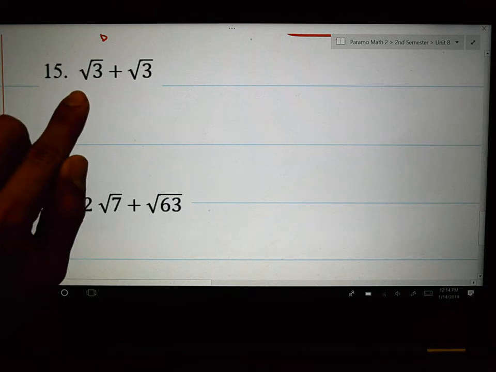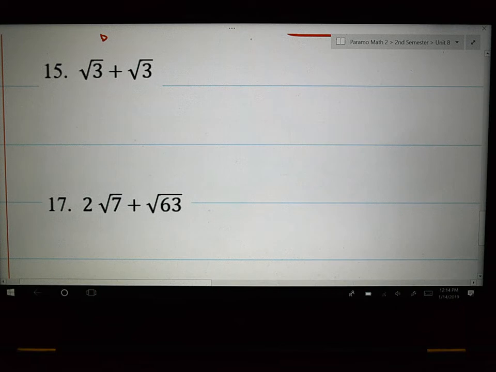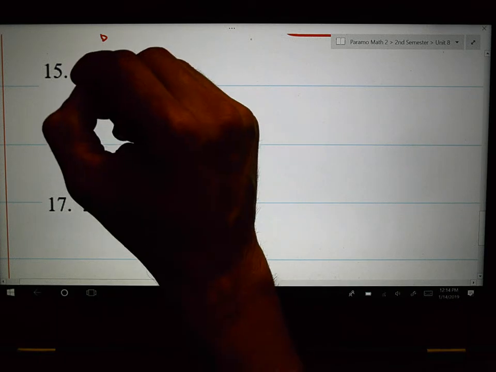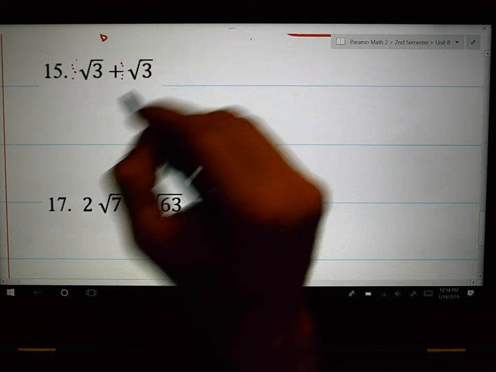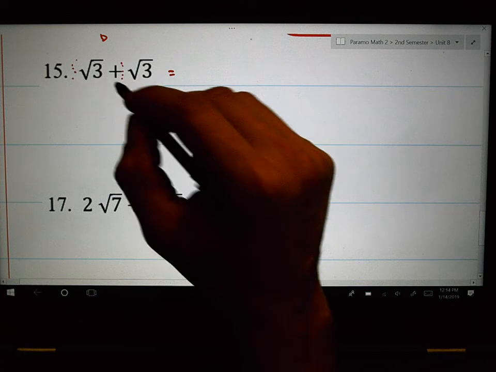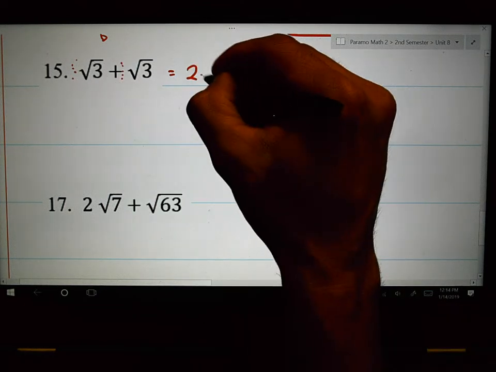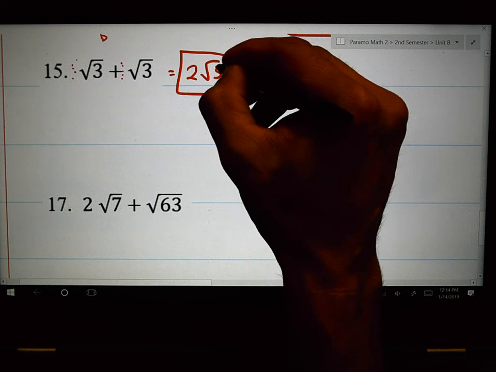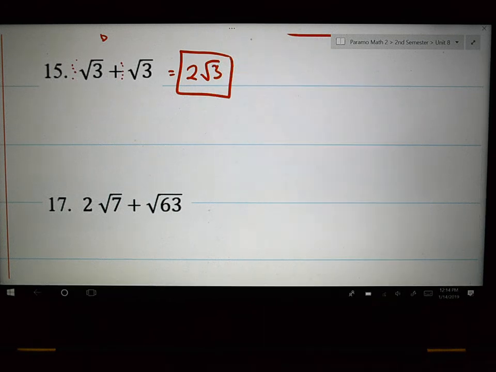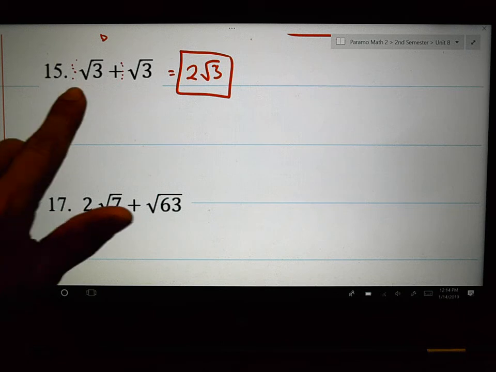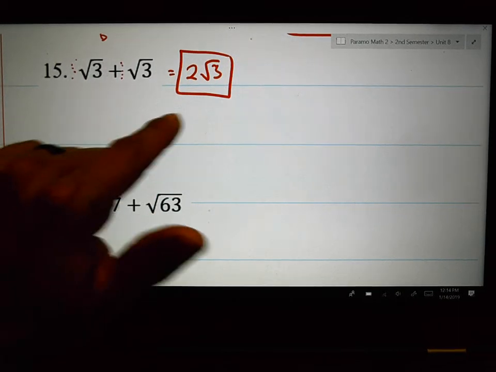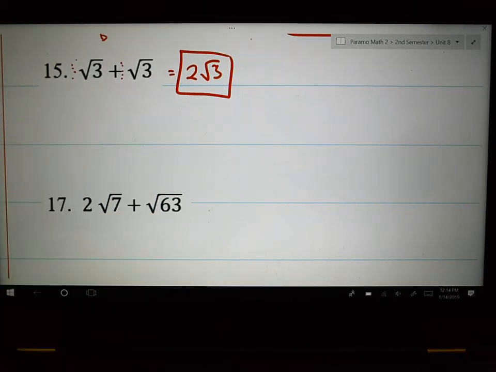Square root of 3 plus the square root of 3. You have one square root of 3 plus another square root of 3. When you're adding them, they have to be the same. Square root of 3 plus another square root of 3 is 2 square root of 3. The root 3 does not change when you're adding or subtracting. Think of it like 1x plus another x is 2x. It stays the same. Very similar to that.